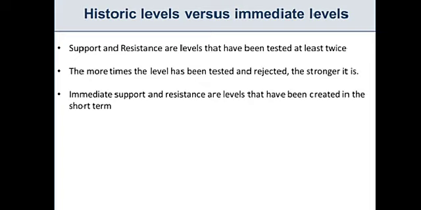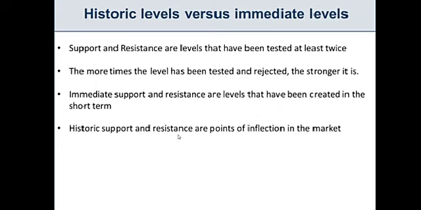The immediate support and resistance levels are the levels that you can see on the 50-minute chart, for example. Let's say that you are day trading the Euro-US dollar, and you have a level where price came down and tested it once and twice. That is an immediate support and resistance. And the immediate support and resistance are strong on a day-to-day basis, maybe on a weekly basis if price is not moving a lot. But historic support and resistance are points of inflection in the market.